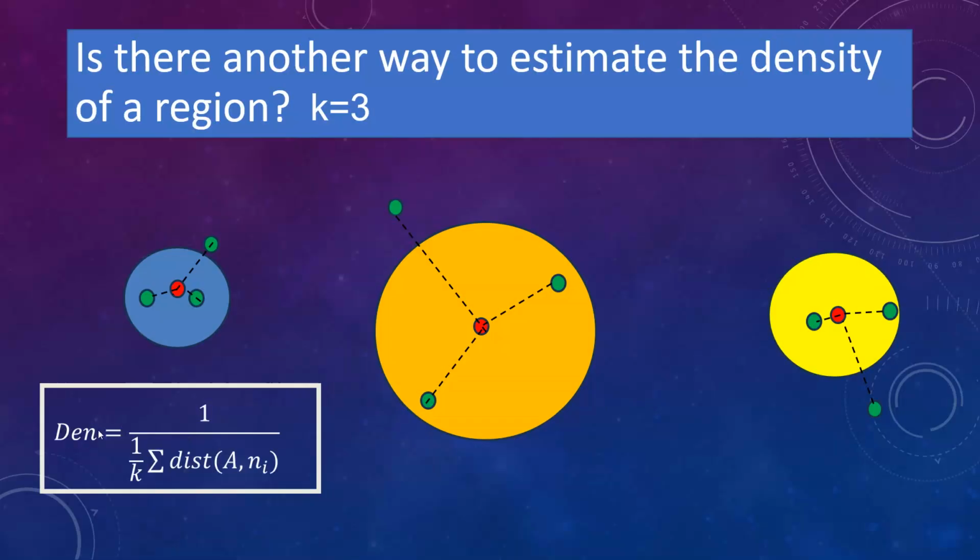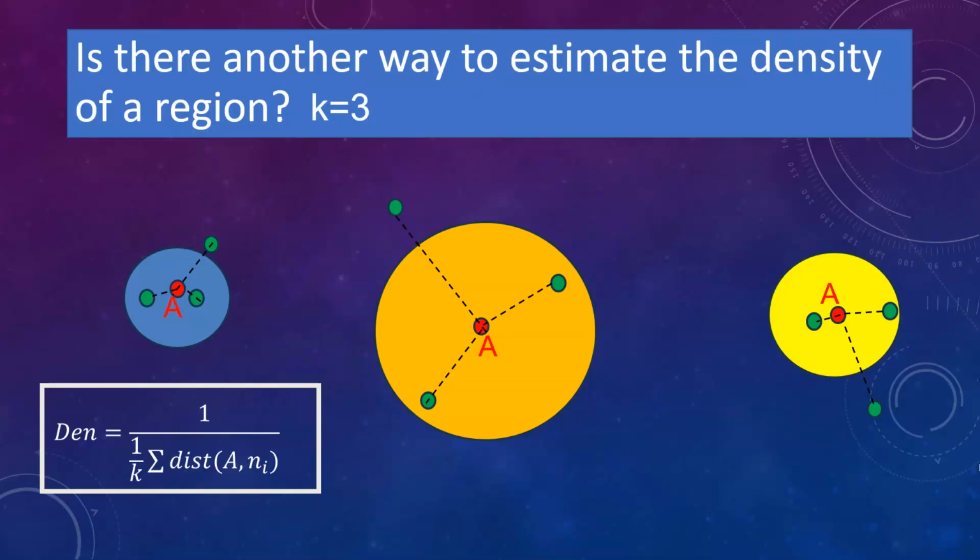Okay, so now the density is going to be defined as 1 over the average distance from the center point A, in this case they're all the A's, to each of their nearest neighbors, and we take the average of that. Okay, so this is our replacement, or our improved distance calculation, and therefore the density is going to be a little bit more accurate.